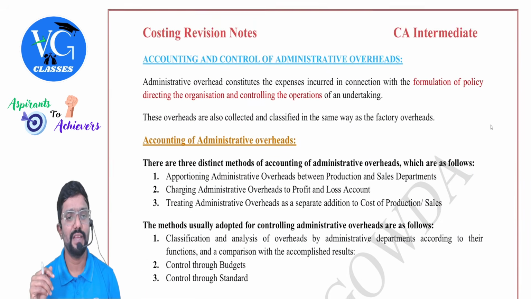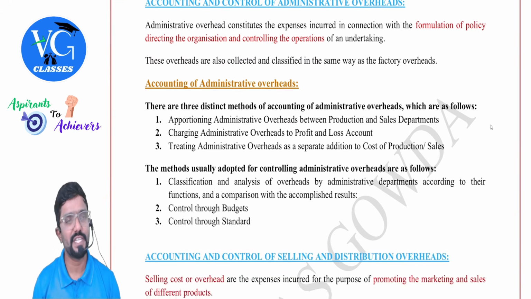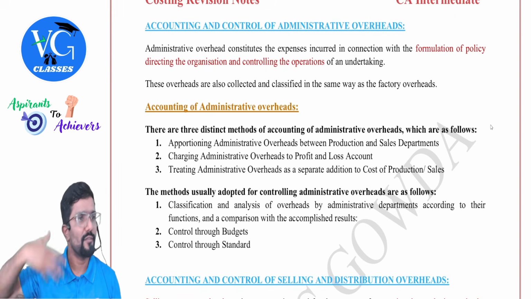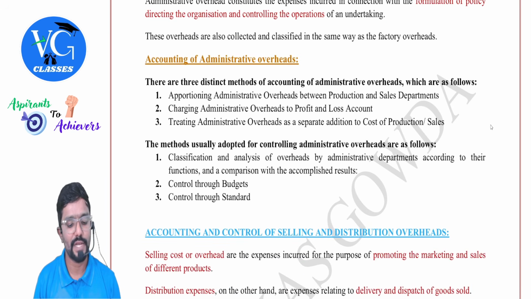Okay, sir. Next, we have something called accounting and control of administrative overhead. Till now, whatever we discussed was more about what? Factory overhead. Now coming to administrative overhead or office and administrative overhead. Any expenses incurred for office administration or for the purpose of planning, formulation, monitoring and all, we call it administrative overhead.